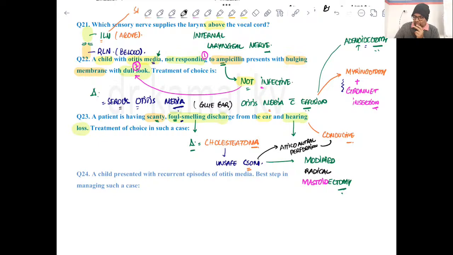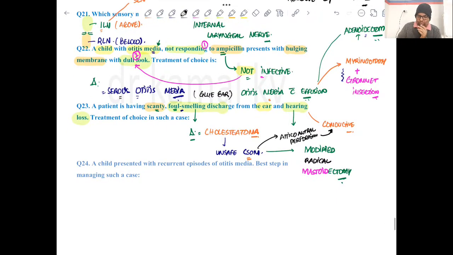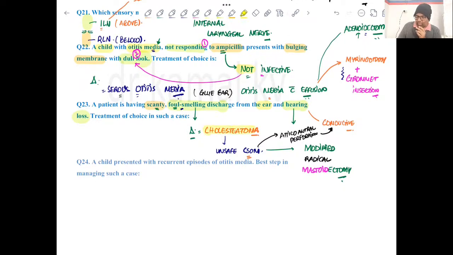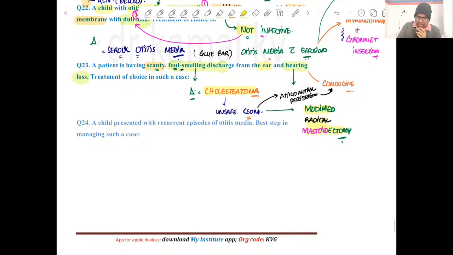Clear? So this is conductive hearing loss. This is how the facts can be joined together to be more confident about our answer. Then moving forward, a child is having recurrent episodes of otitis media. Now, child, recurrent episodes, otitis media.